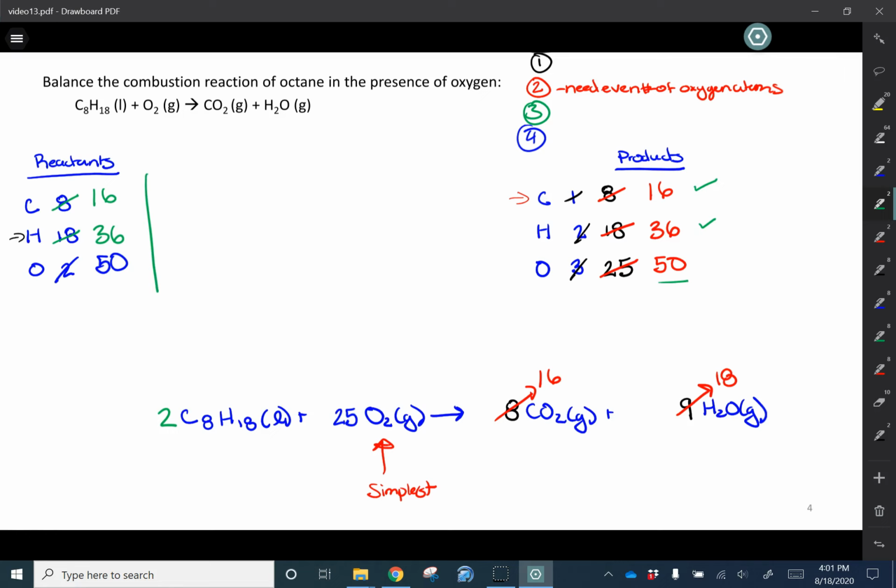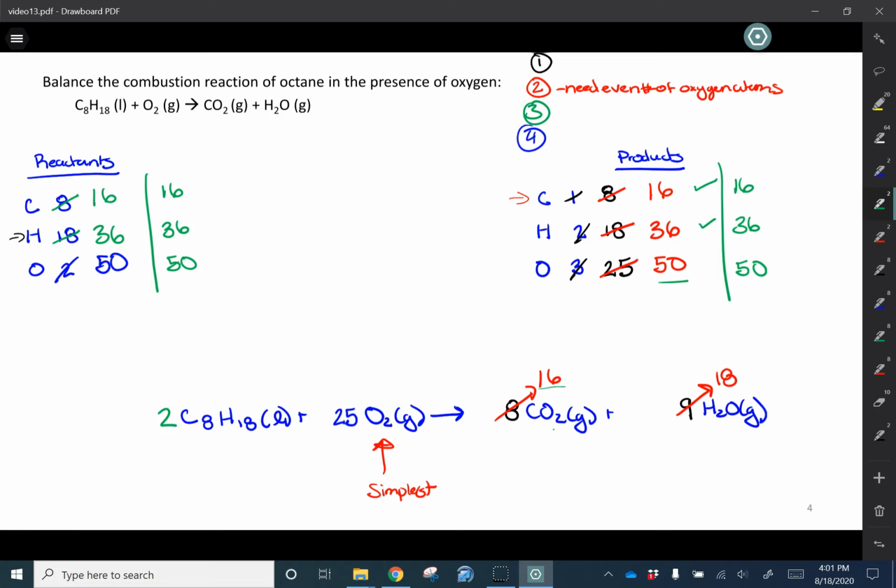We have 2 times 8, that should be 16. Then we have 2 times 18, that should be 36. We have 25 times 2, that should be 50. On the product side, we have 16 carbons times 1, that's 16. We have 16 times 2 oxygens plus 18 oxygens. That should be 50 oxygens total. And then for hydrogens, we have 18 times 2, that should be 36. Okay, so that's all correct.